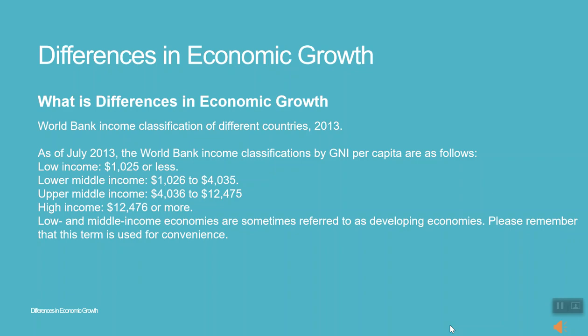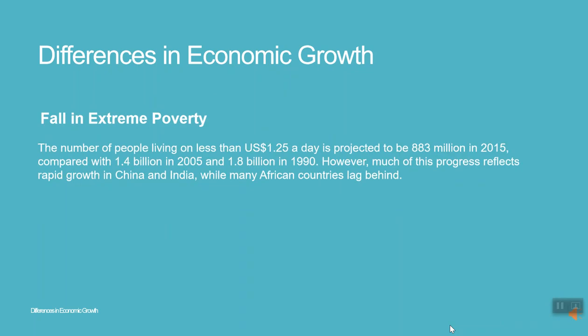Please remember that this term is used for academic reasons only. Fall in extreme poverty. The number of people living on less than $1.25 a day is projected to be 883 million in 2015, compared with 1.4 billion in 2005 and 1.8 billion in 1990. However, much of this progress reflects rapid growth in China and India, while many African countries lag behind.